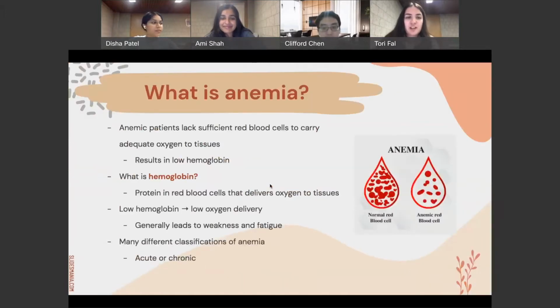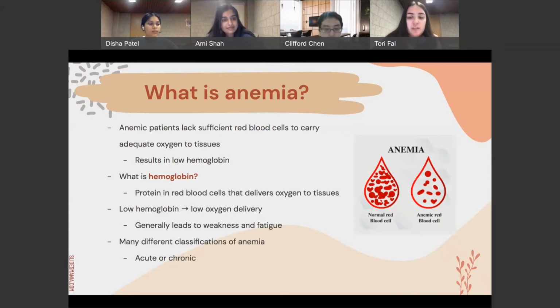To start, I'll be discussing what is anemia. Anemic patients lack healthy red blood cells to carry adequate oxygen to tissues. Anemia is characterized by low hemoglobin levels in the blood. What is hemoglobin? Hemoglobin is an important protein in red blood cells because they're integral to our body's oxygen transport system. It binds oxygen in the lungs and delivers it to tissues throughout the body. When a patient has low hemoglobin due to anemia, our blood supply struggles to distribute oxygen, often presenting as generalized weakness and fatigue. However, there are many different types of anemia.